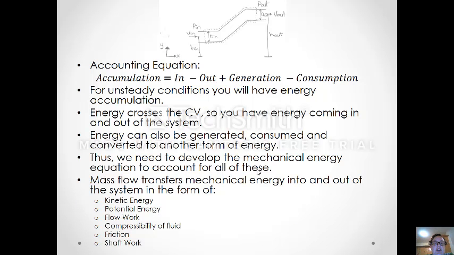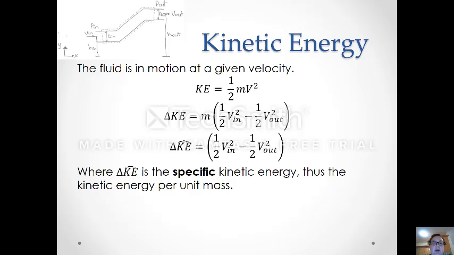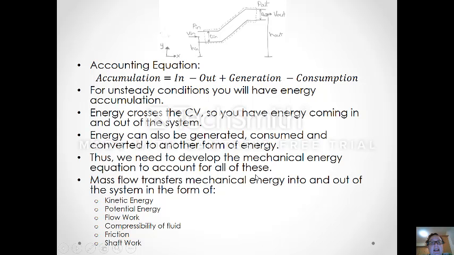So how we're going to set this up is pretty much our accounting equation. It's going to be accumulation is equal to in minus out plus generation minus consumption. You've seen this equation pretty much all the time in 2210. And what we're going to derive for you today is how we get Bernoulli's equation from that.